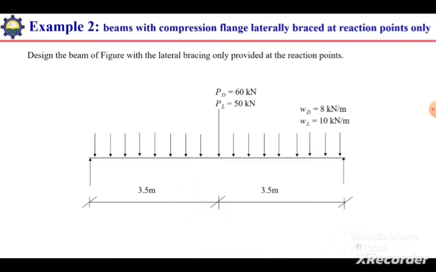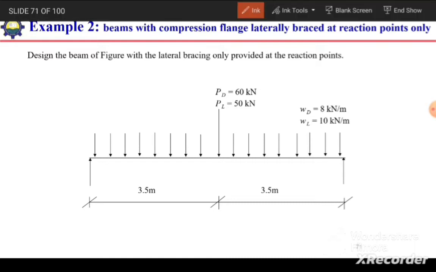In this video, we are going to solve one example related to the design of beam with compression flange laterally braced at reaction points only. Design the beam of figure with the lateral bracing only provided at the reaction point.